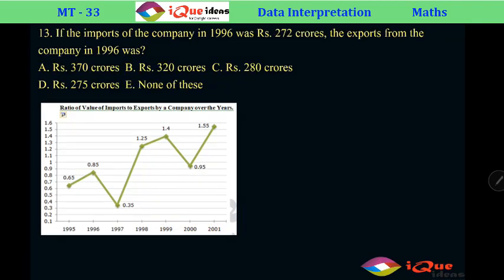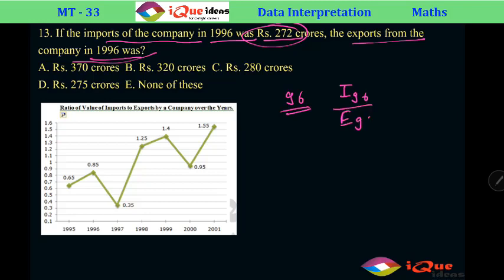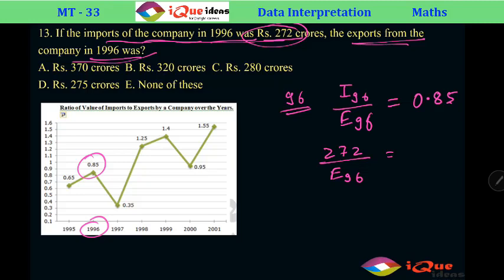Like in this question, a value is given. Let's see. The imports of the company in 96 was 272 crores. The exports from the company in 96 was. Very clear question. Right. So here one value is given. We have to find the other value. We know that in 96, the ratio of import of 96 to export of 96 we can get from the graph. In 96, the ratio is 0.85. Right. Now one of them is given. Which one is given? Import is given. We have to find export. So from here you can see that import is 272 divided by export of 96 is equal to 0.85.